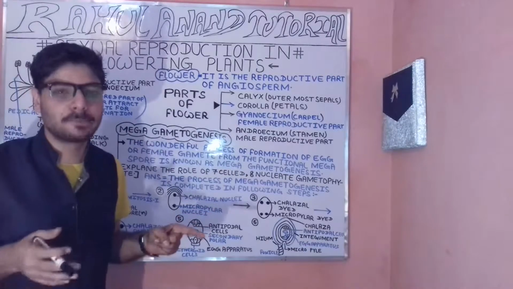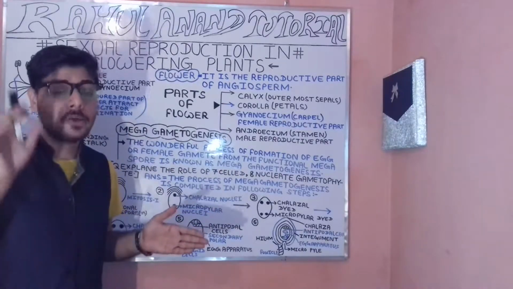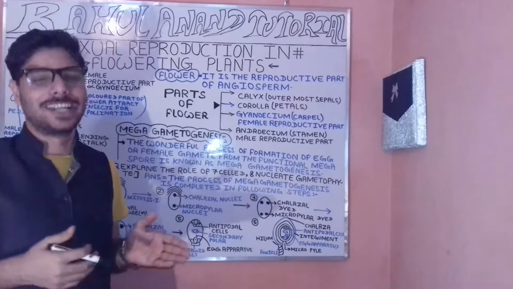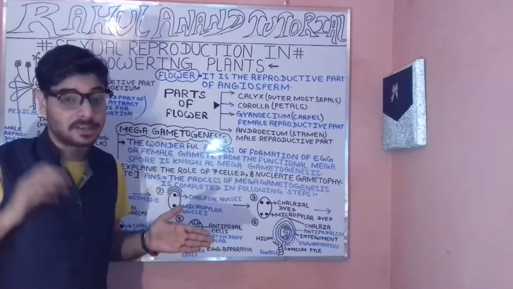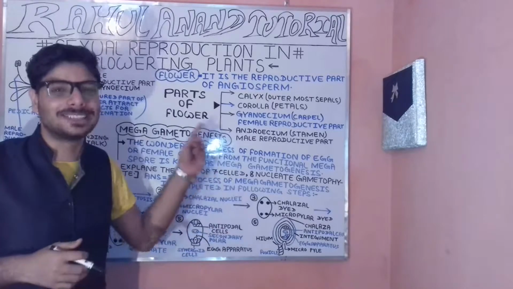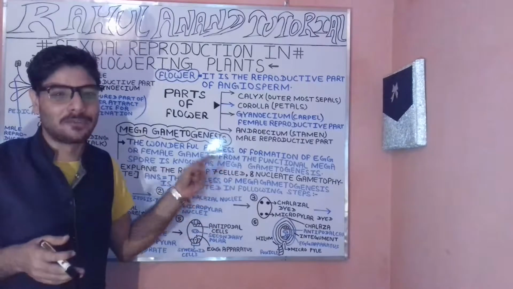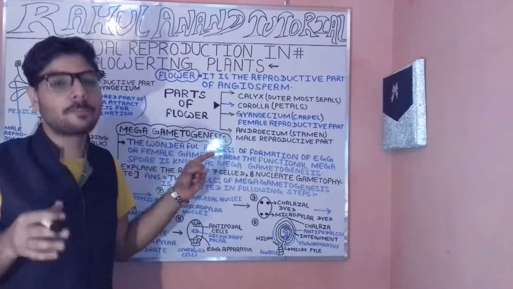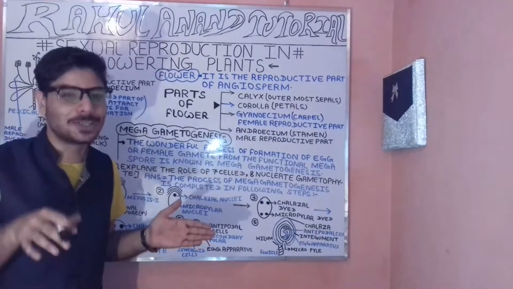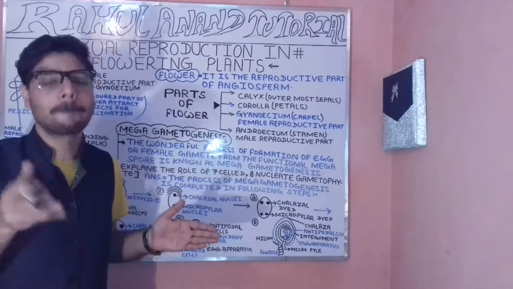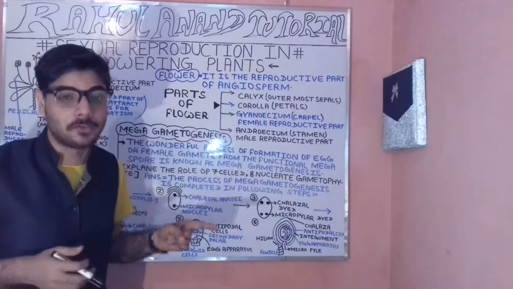Now let's begin with the very interesting topics which are often asked in your NEET, AIIMS, and All India Pre-Medical Examination. These belong to which chapter of your book? These belong to the chapter Sexual Reproduction in Flowering Plants. Now let's understand what flowers actually are. Flowers are the reproductive part of angiosperms.